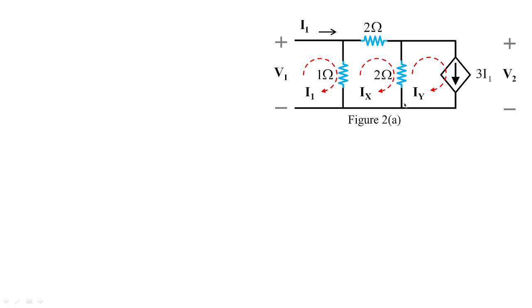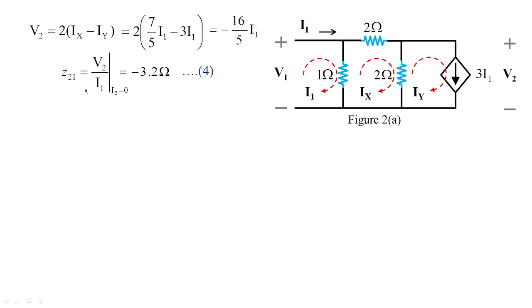Also, V2 is a measurement across 2 ohms. So 2 ohms is having the loop currents impact as Ix and Iy. So V2 is equal to 2 times of Ix minus Iy, that we have observed from this particular loop analysis. We know what is Ix and Iy, so I'm substituting the value of Ix and Iy in terms of I1. I'm going to get the value of V2 as minus 16 by 5 I1. In fact, Z21 is equal to minus 3.2 ohms.